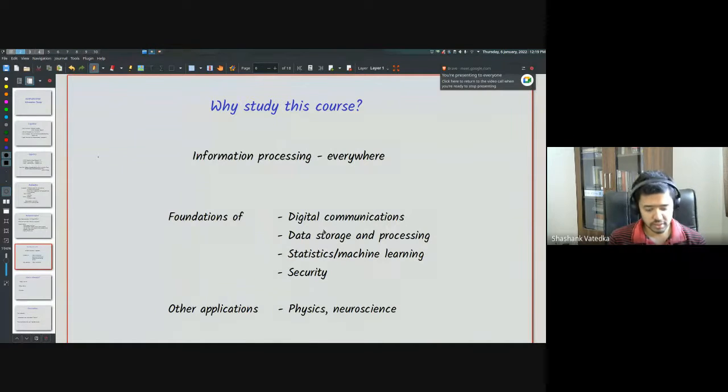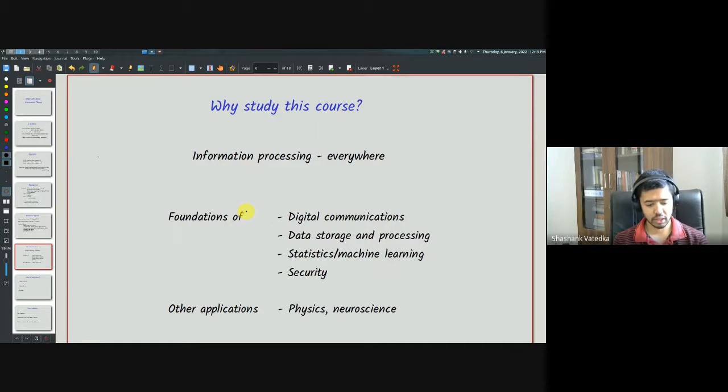Okay, so why study this course? We're studying a course on information theory. How is it relevant to whatever you are studying? You may be doing a BTech or MTech in electrical engineering or computer science or computing. Some of you may have taken this because it's a core course. Some of you may just be interested in exploring, or you may have some other motivations for taking this course.